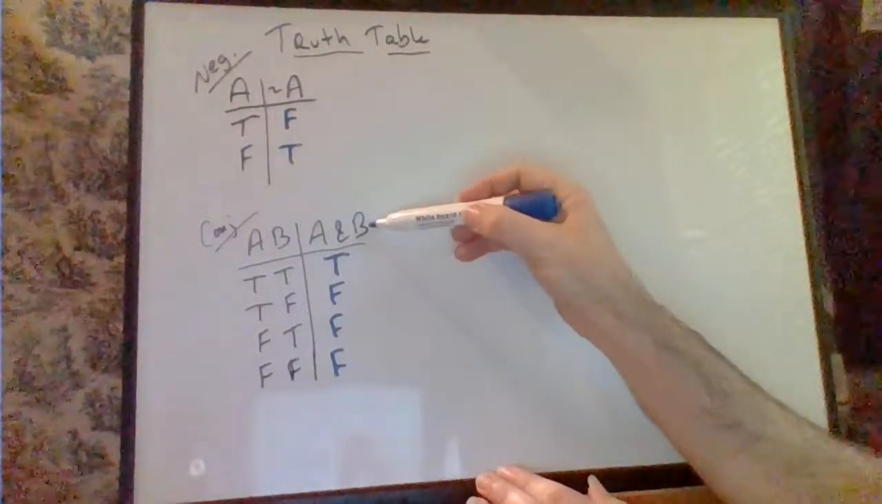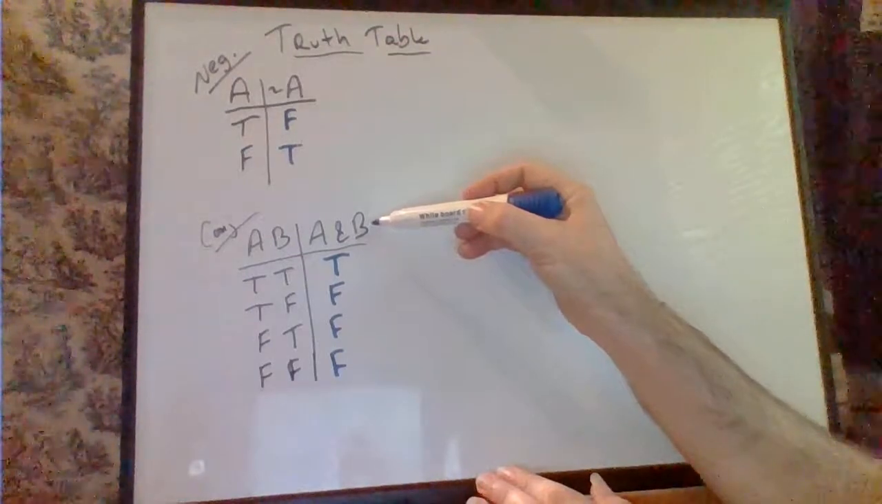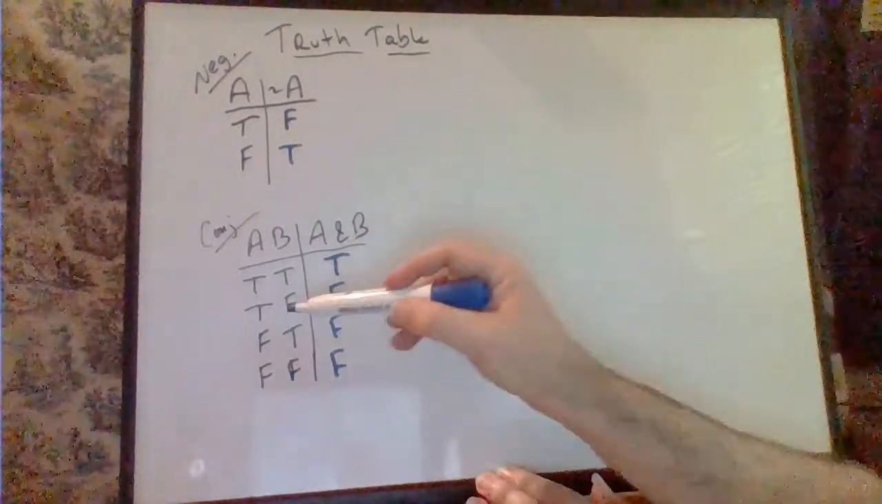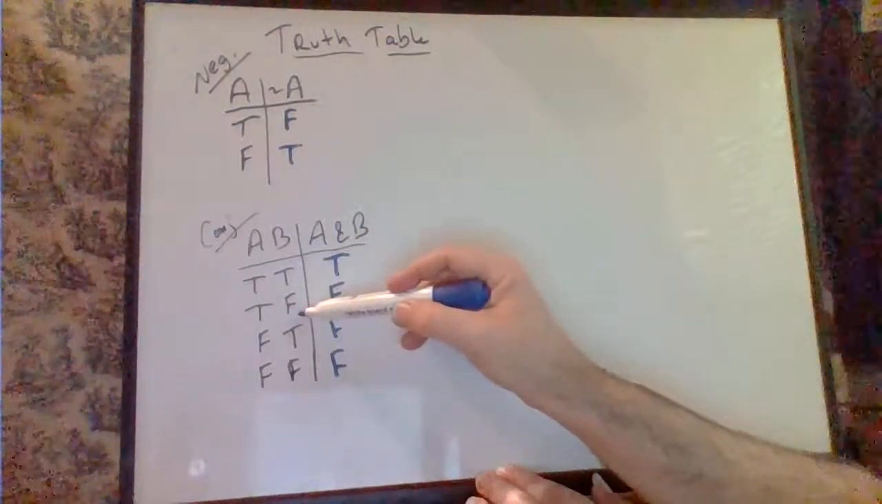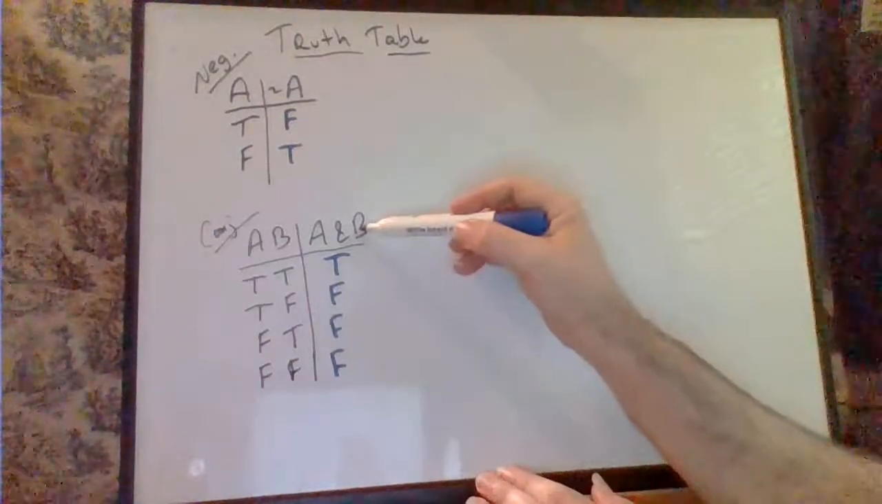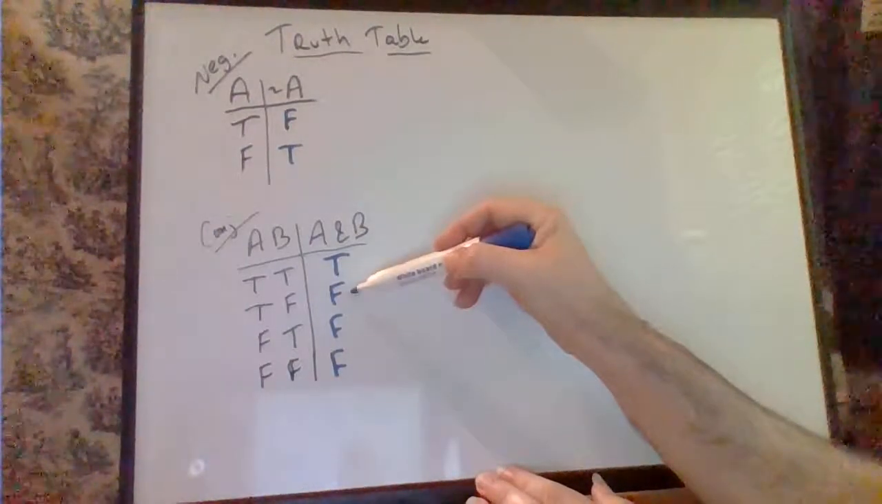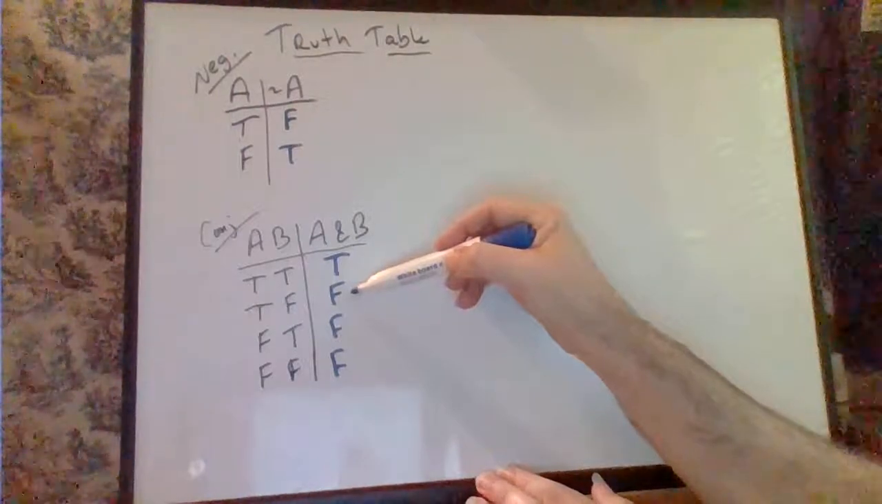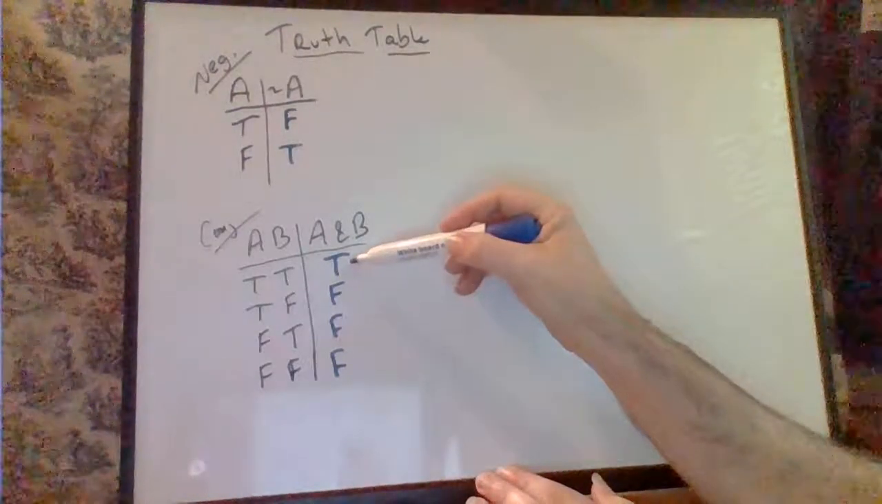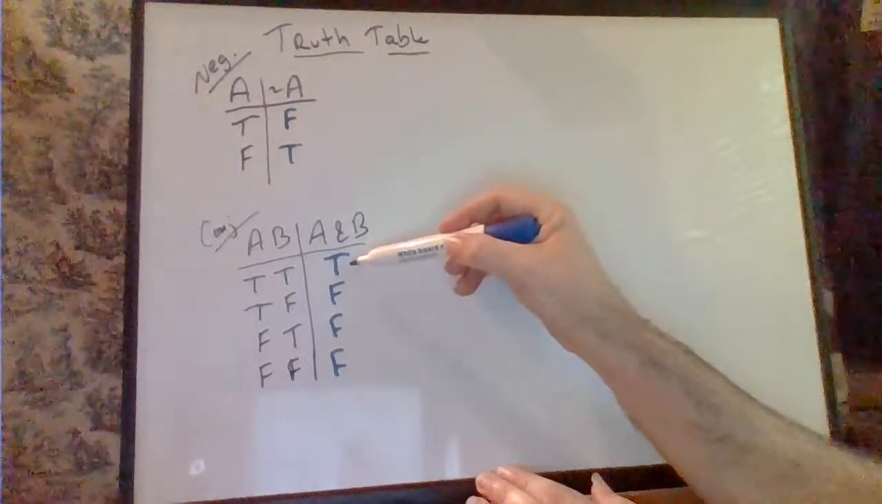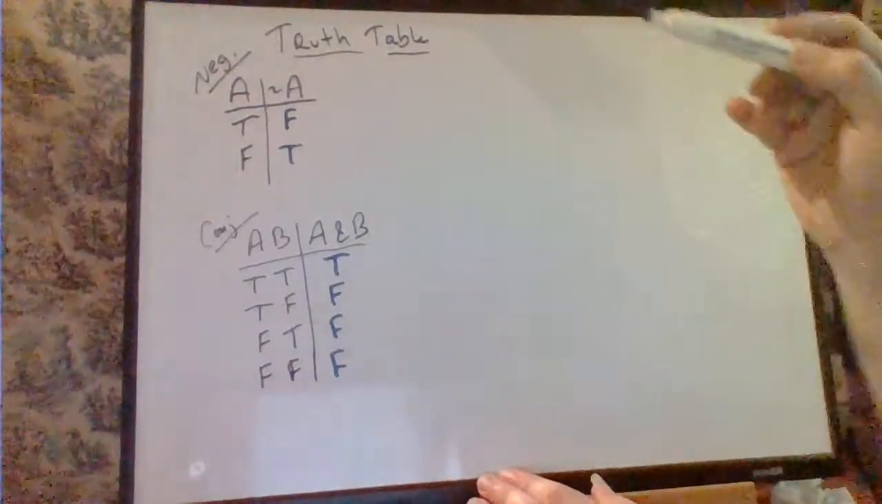The lights are on and the door is open. The lights are on is true, but the door is open is false. So the statement that I just made has to be false because part of it is. The only way that a conjunction is ever true is when all parts of it are true. Okay? So that's conjunction.